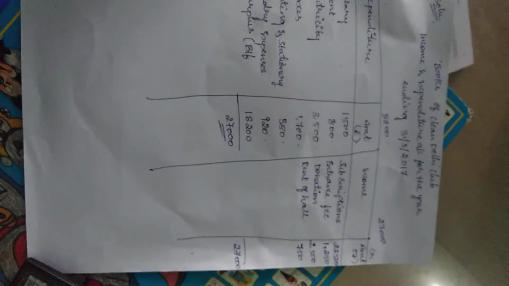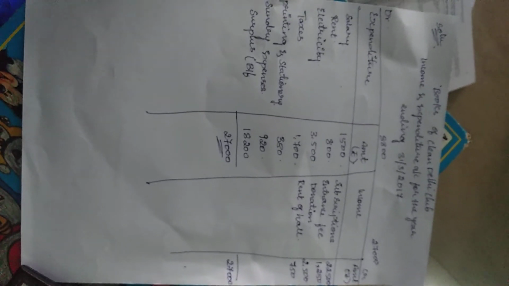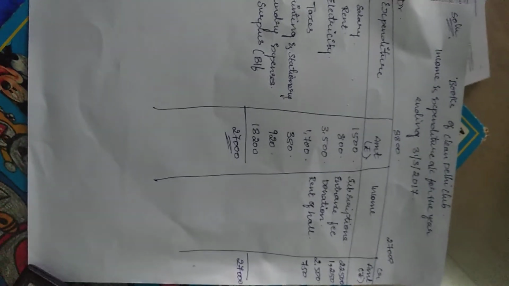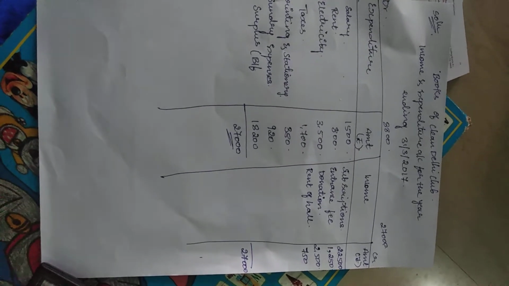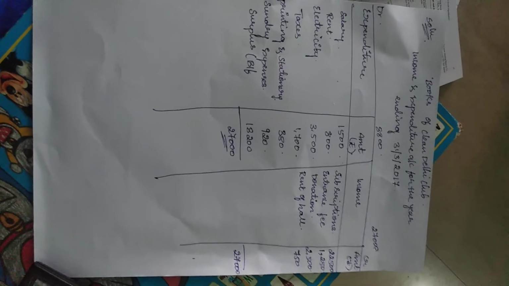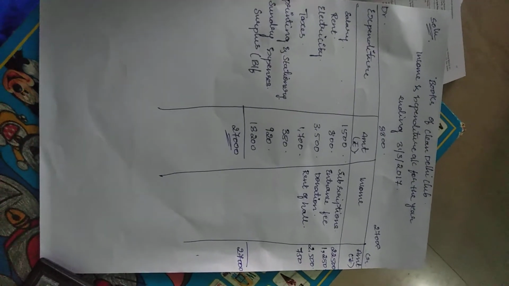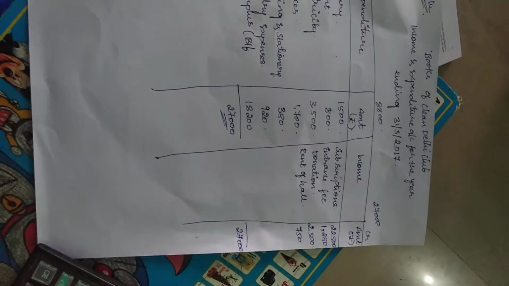Take a screenshot of it. Hope you have understood the problem. This is all about the income and expenditure account in the books of Clean Delhi Club.